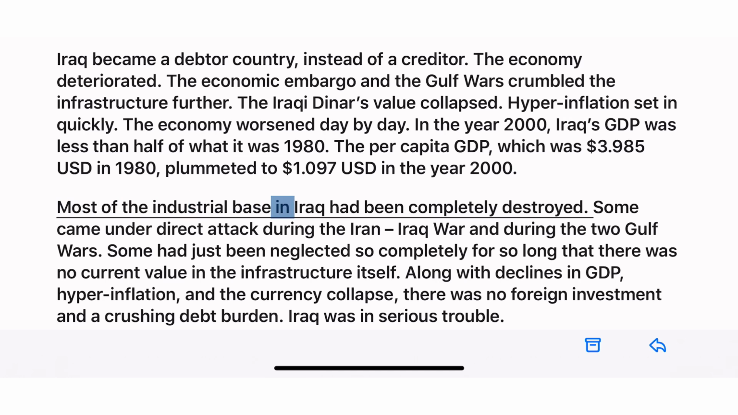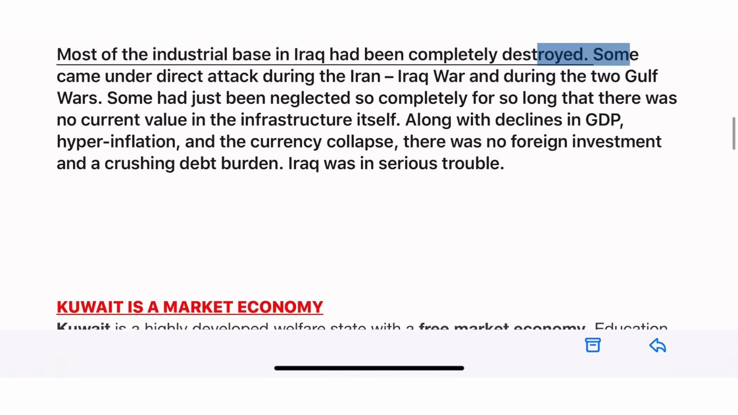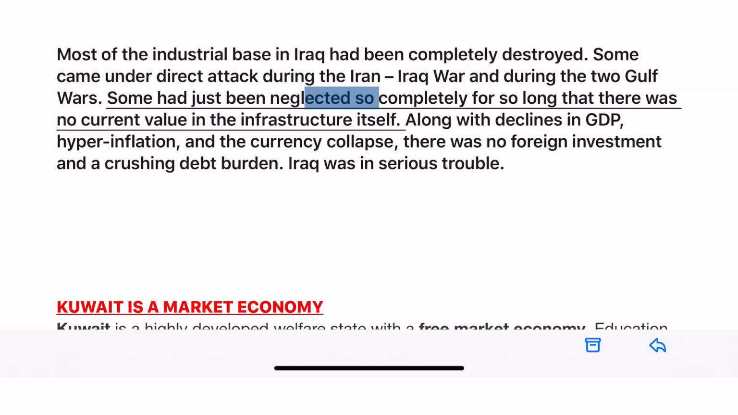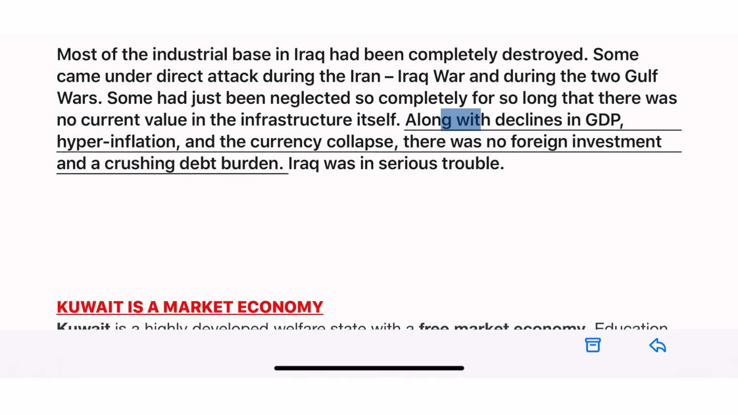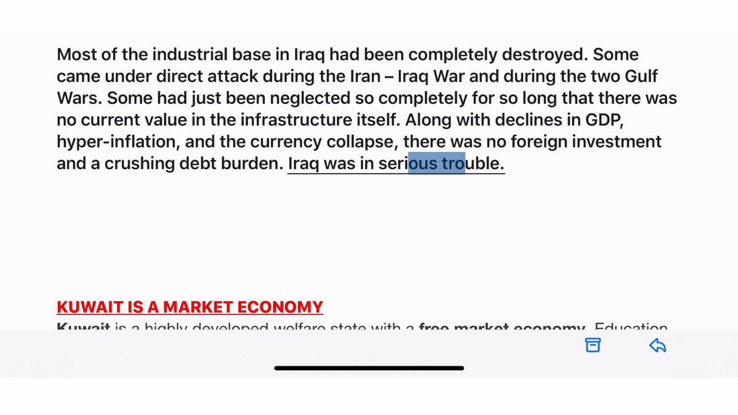Most of the industrial base in Iraq had been completely destroyed. Some came under direct attack during the Iran-Iraq War and during the two Gulf Wars. Some had just been neglected so completely for so long that there was no current value in the infrastructure itself. Along with declines in GDP, hyperinflation, and the currency collapse, there was no foreign investment and a crushing debt burden. Iraq was in serious trouble.